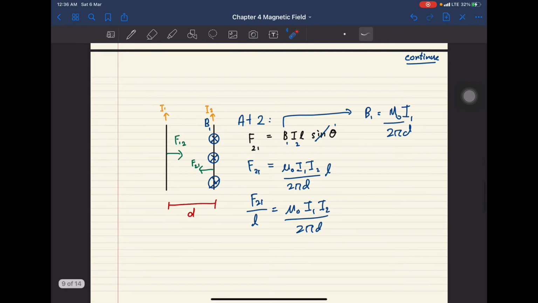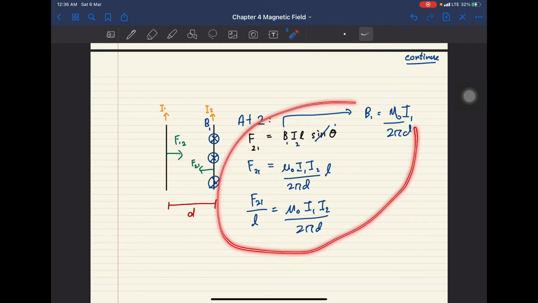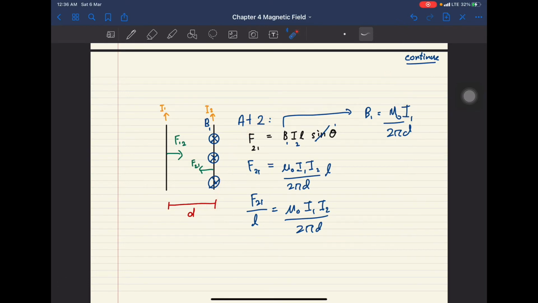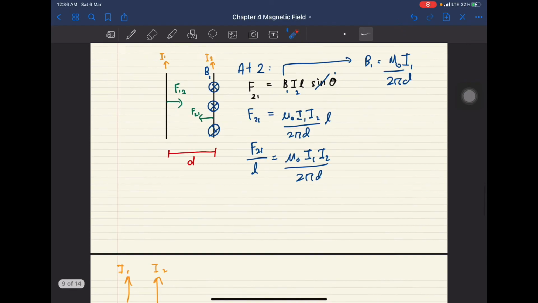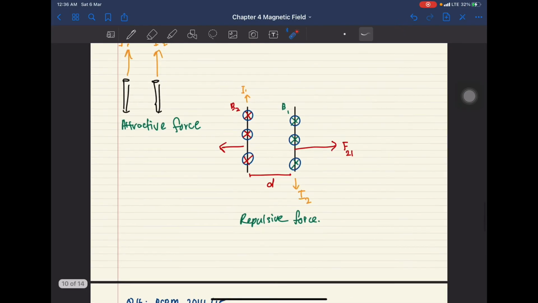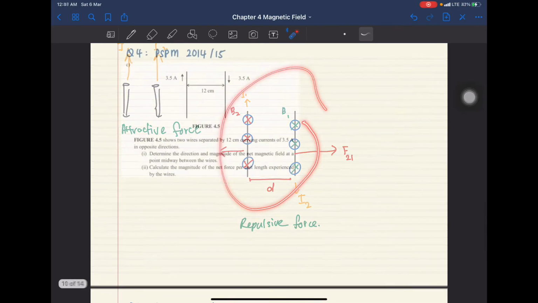Okay, if I want to calculate at I2, I can follow the same procedure, and maybe this time you can try to refer to it yourself. Okay, and then this one is a repulsive force.